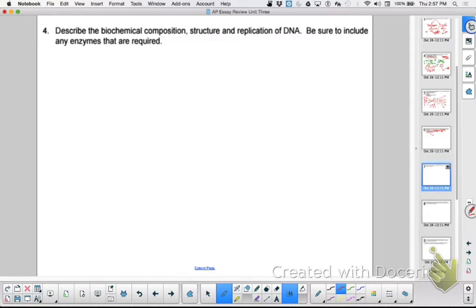Okay, on this one, describe the biochemical composition, structure, and replication of DNA and any enzymes that are required. That we just learned today, right? So when you talk about the composition of DNA, you want to make sure you understand that it's made out of base, sugar, phosphate, and that is a nucleotide. You'd want to name the 4 bases, right?